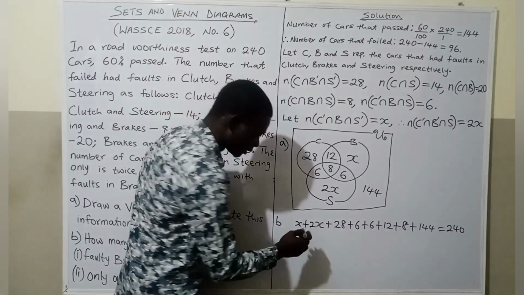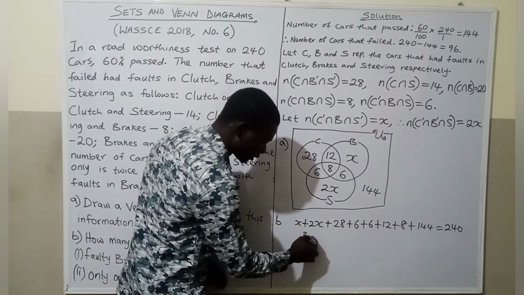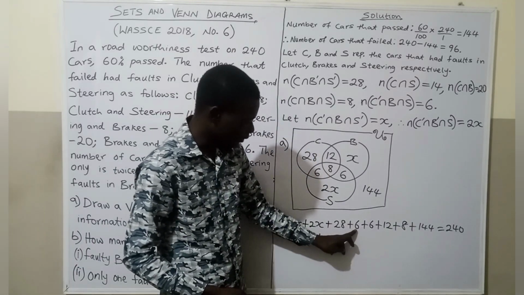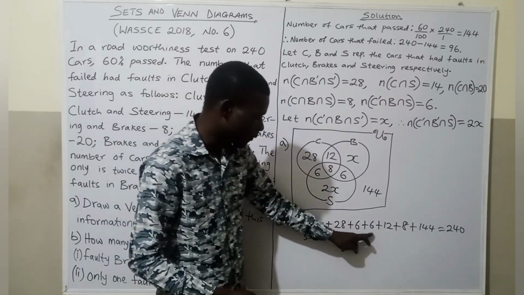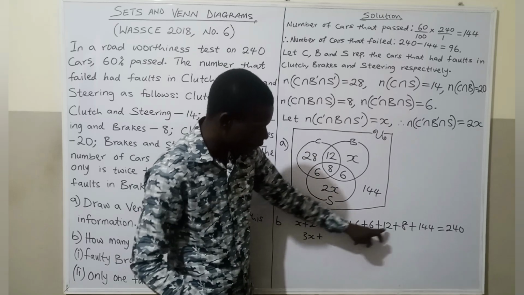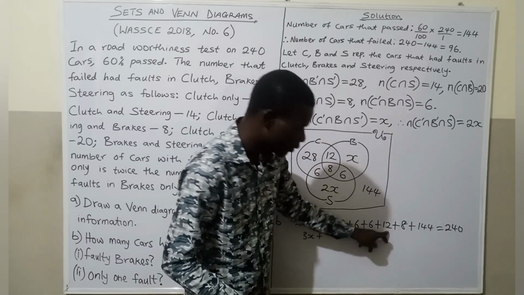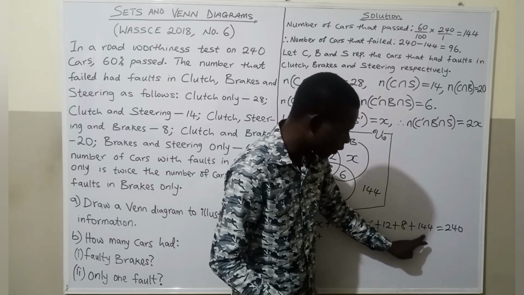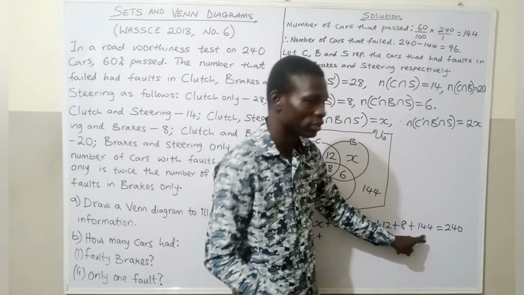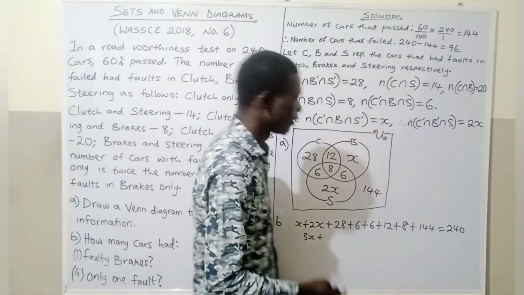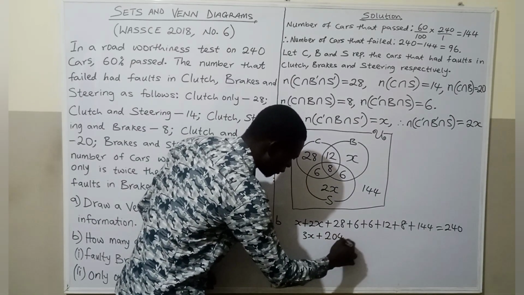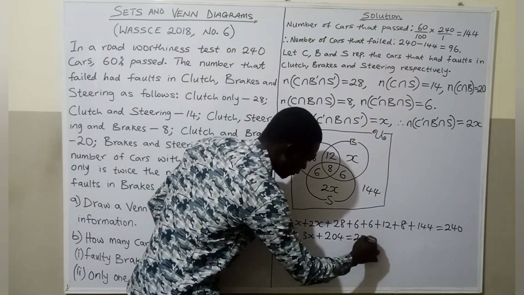x plus 2x is going to be 3x. 3x plus 28 plus 6 is 34. 34 plus 6 is going to be 40. 40 plus 12 is 52. 52 plus 8 is 60. 60 plus 144, that is 204. Yeah, my math is still intact. 204. That must be equal to 240 altogether.